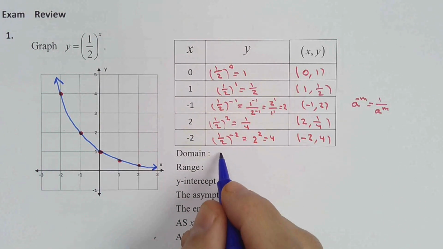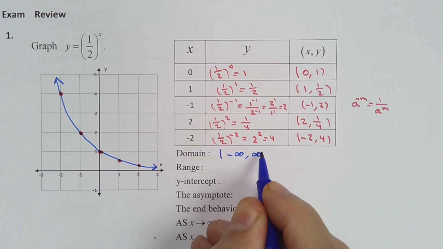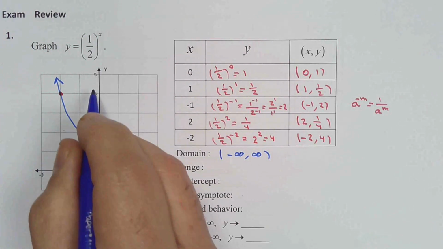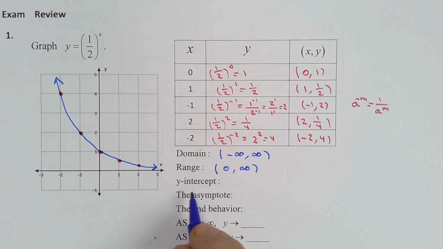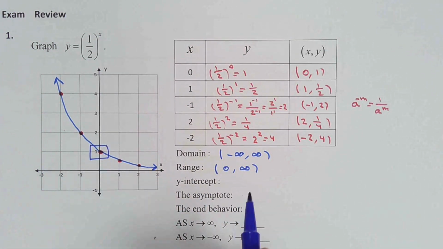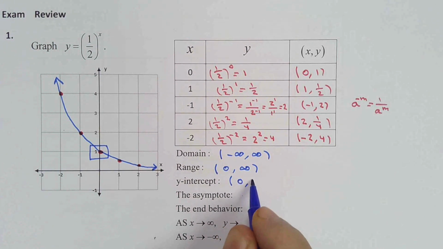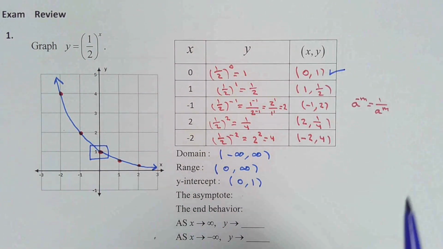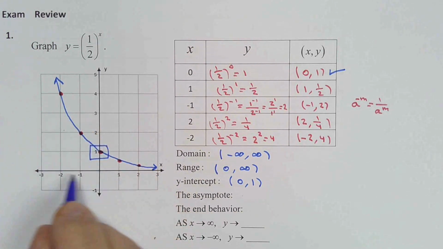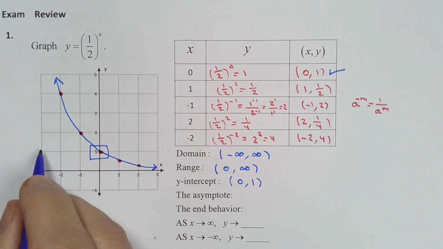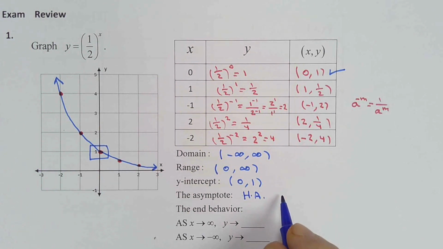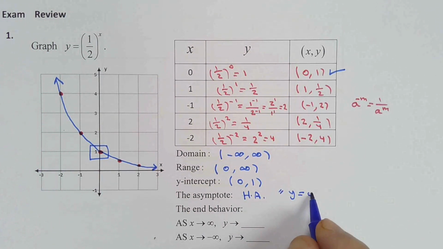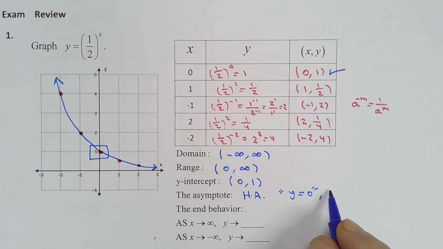So the domain is all real numbers. The range is the y values above 0, so from 0 to infinity. The y-intercept is right here, and that is (0, 1). The asymptote, we only have a horizontal asymptote. We don't have a vertical asymptote. So we have a horizontal asymptote, which is the x-axis, and that is y equals 0. Or you could write the x-axis.